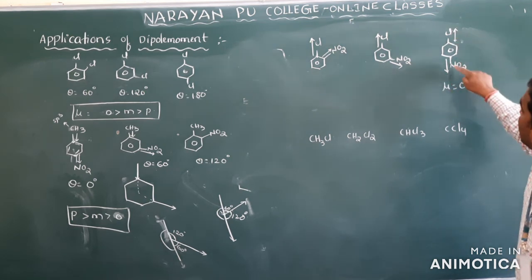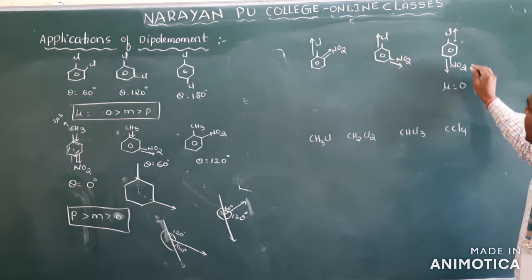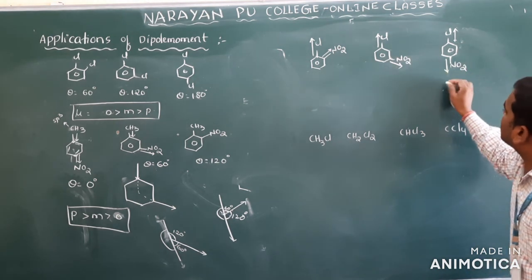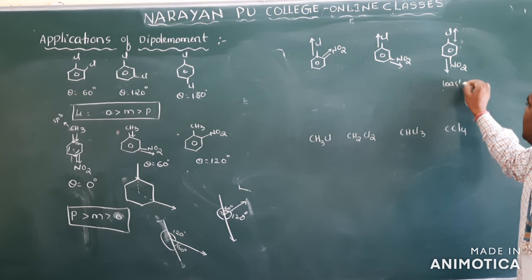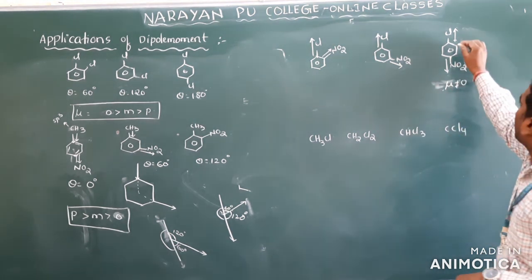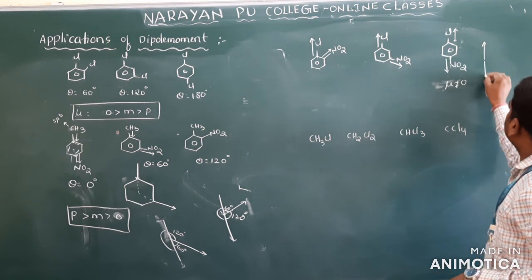Because here chlorine, here nitrogen. So that's why here the dipole moment will not be 0, but it will have the lowest dipole moment, the least dipole moment. Means here also dipole moment is not equal to 0. But the angle you have to see. Here what is the angle? This is upward. This is downward.